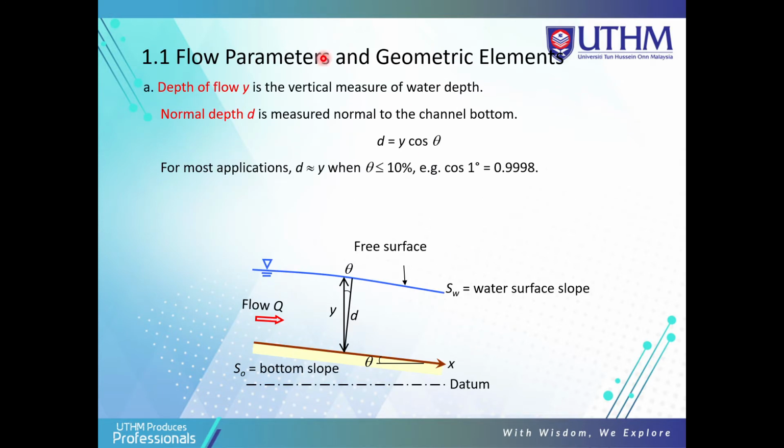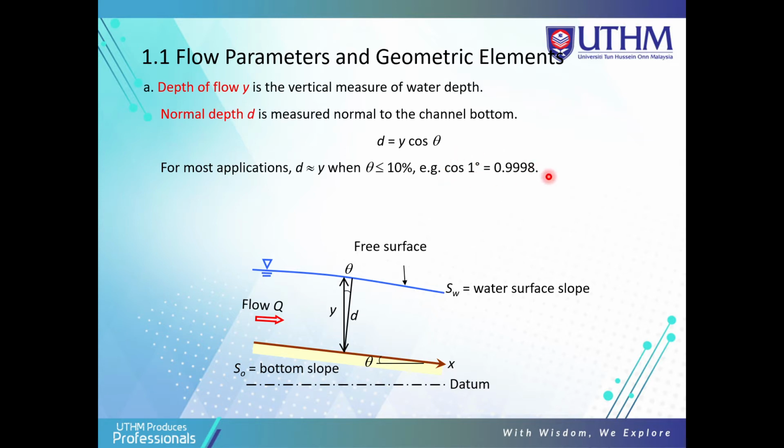Okay, so flow parameters and geometric elements. We learn that depth of flow is y, and normal depth is d. y is the vertical measure of water depth, from the free surface or water depth to the bottom slope here. So we get y. For most applications, d is equal to y when theta is less than 10 degrees. For example, cos 1 degree is 0.9998, so it is effectively the same.